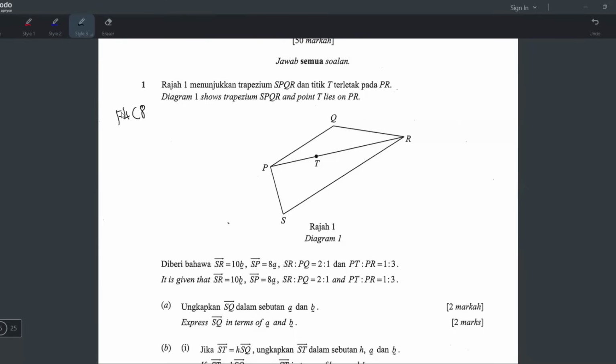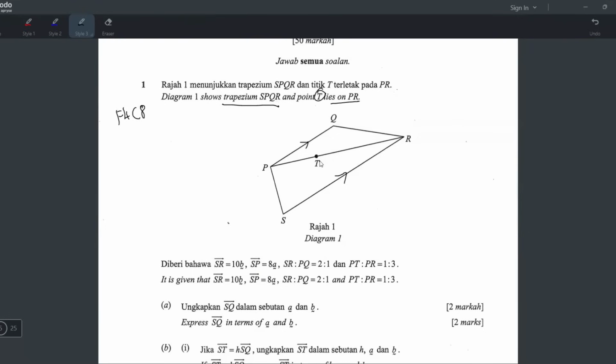Okay, so diagram 1 shows trapezium SPQR and point T lies on PR. Trapezium dia mesti ada dua line yang parallel. So SPQR is very obvious already. It's these two lines that are parallel, right? Because if you look at these two lines, they are not facing the same direction, so they are not parallel. So I think it's this line and this line. So I'm just gonna use the arrow to label it like this so we know that these two lines are parallel, and then the point T lies on PR.